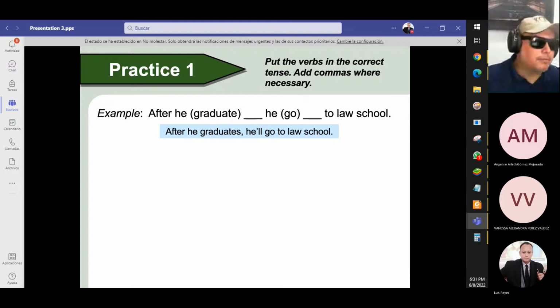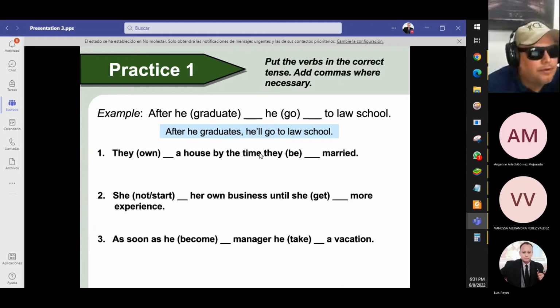Claro, si tú quieres, también puedes ponerlo al principio. He will go to law school after he graduates, sin coma. Pero los verbos se conjugan igual. Will go, he graduates. ¿Ok? Entonces es lo que estamos haciendo. A ver, veamos si podemos lograr lo mismo. A ver, aquí primero, Miss Vanessa, ¿qué vas a hacer en el primero?